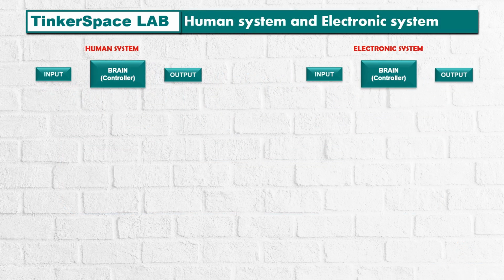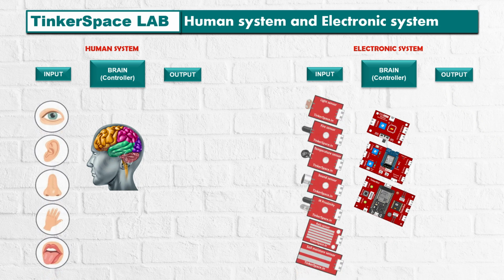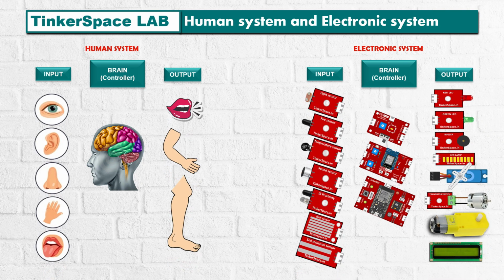In a human system, the input is like your eyes, ears, nose, skin, and tongue. They collect information from the environment like light, sound, or even movement. For example, your eyes detect light and your ears pick up sound.